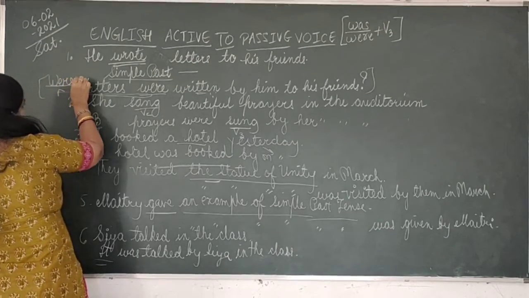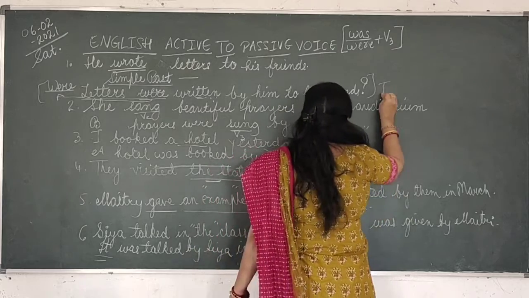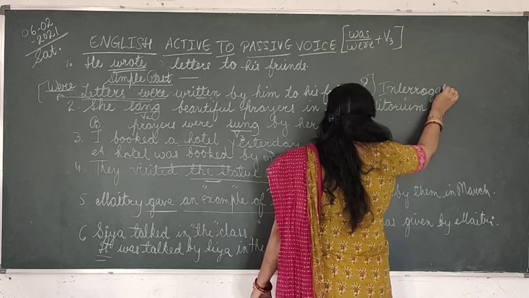This sentence has now become interrogative. Verb, letters written by him to his friends. This is in the question form. That is the interrogative. Clear?